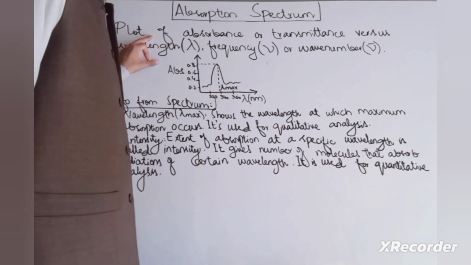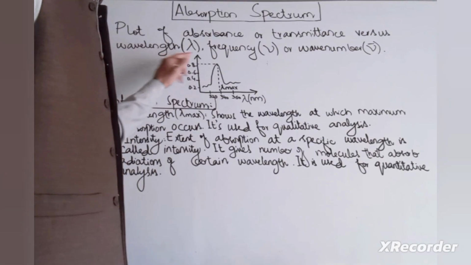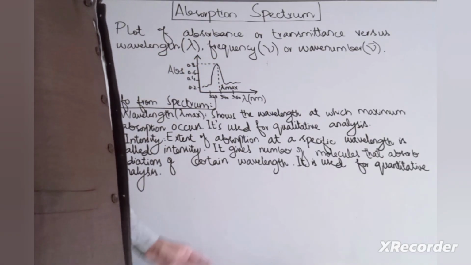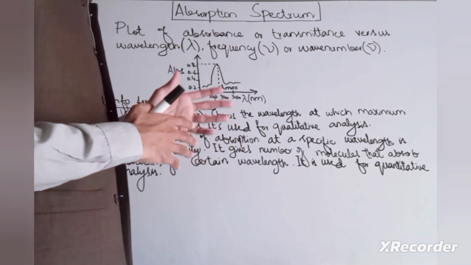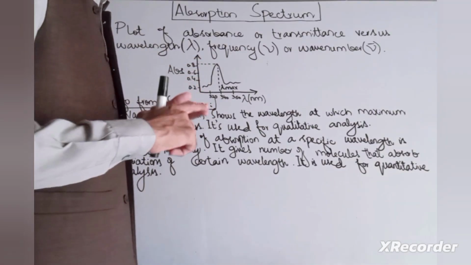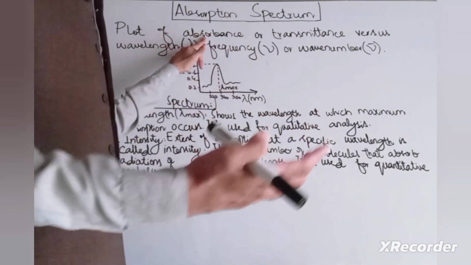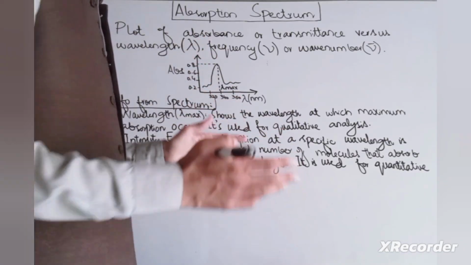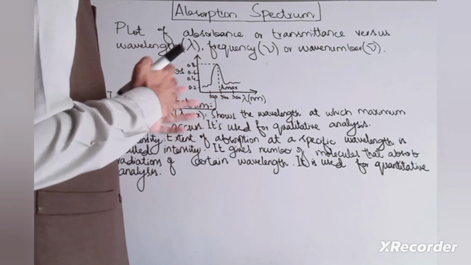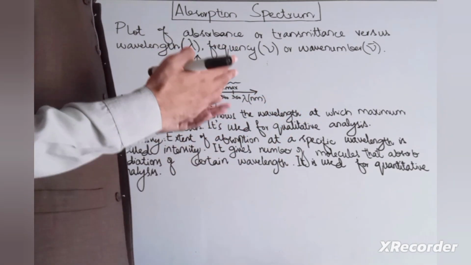So it's the plot of absorbance or transmittance versus wavelength, lambda, frequency, nu, or the wave number. Basically it's a graph that is plotted between two variables. The one is the absorbance or transmittance. Absorbance is basically the extent to which the radiations have been absorbed, and transmittance is the extent to which radiations have passed through the solution unaffected.